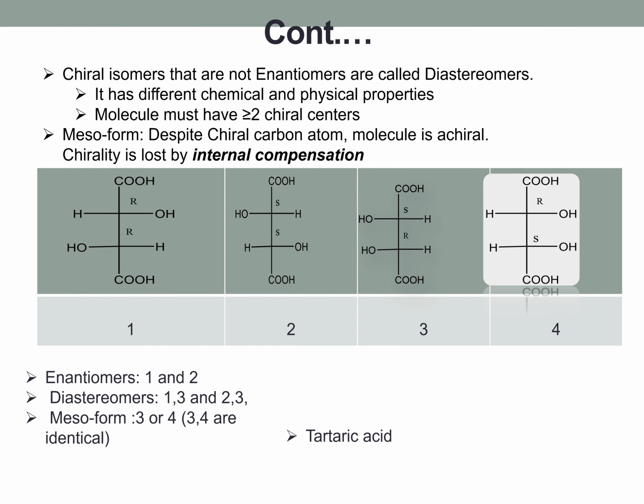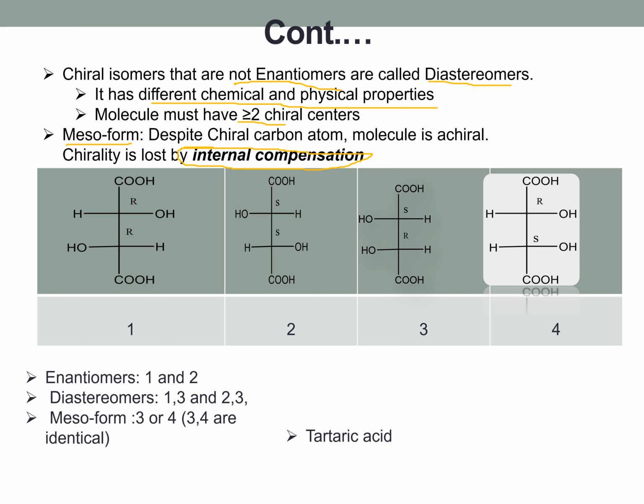Chiral isomers that are not enantiomers are called diastereomers. They have different chemical and physical properties. The molecule must have two or more than two chiral centers. Meso-form: despite chiral carbon atoms, the molecule is achiral. Chirality is lost by internal compensation. I am going to discuss it.